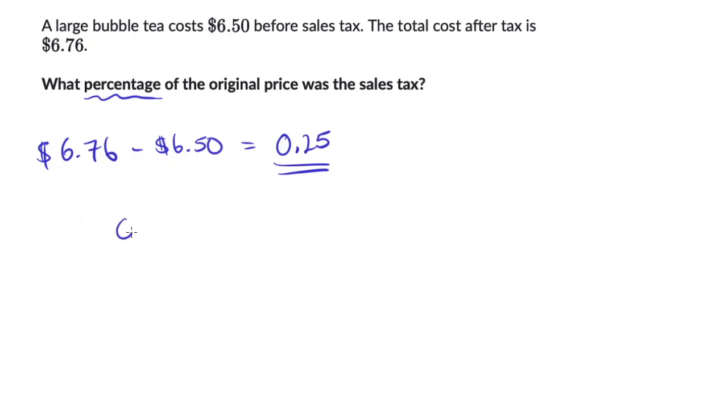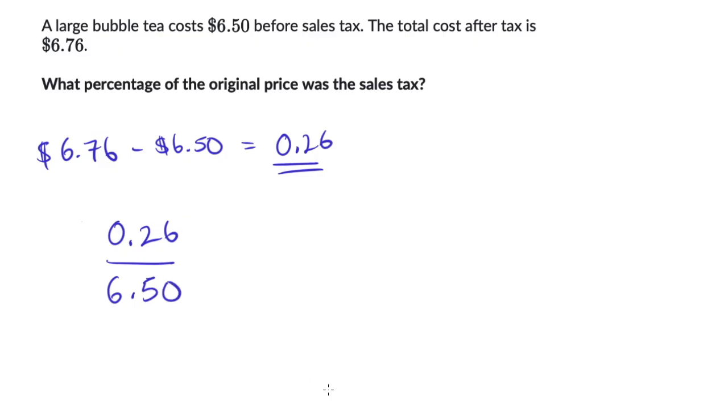So to calculate that, we would take the sales tax, which is, oh, actually, I want to be careful. It's 26 cents. I wrote 25. 26 cents. So we want to take the sales tax, that 26 cents, and divide it by the original price to figure out what percentage of the original price it is. So we're going to divide that by $6.50.